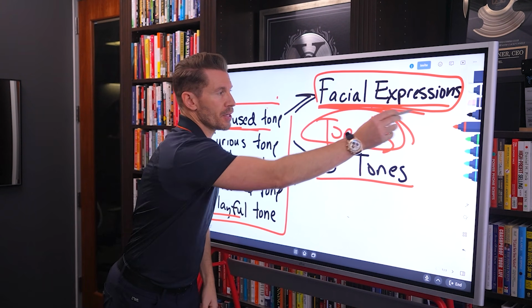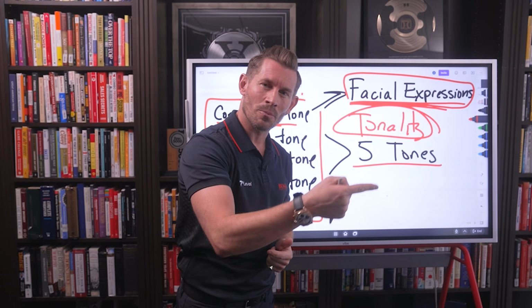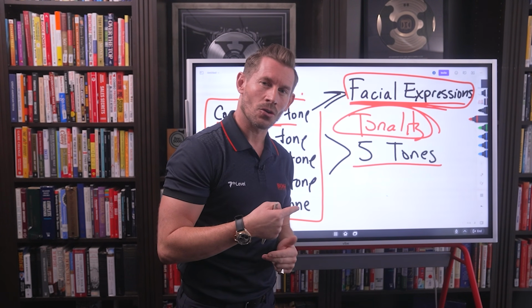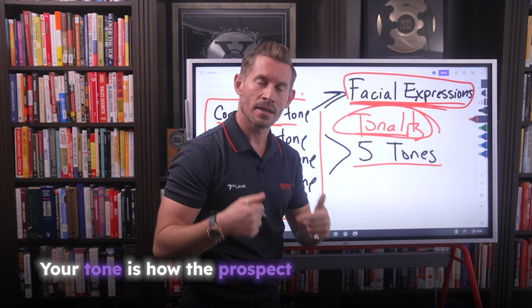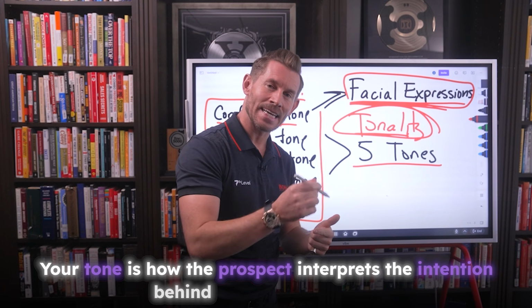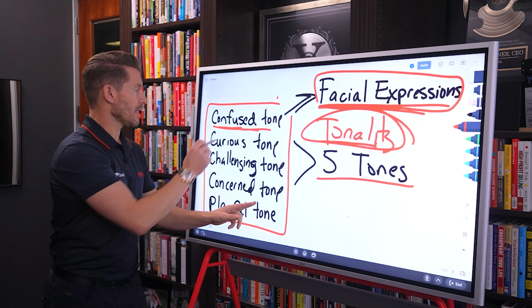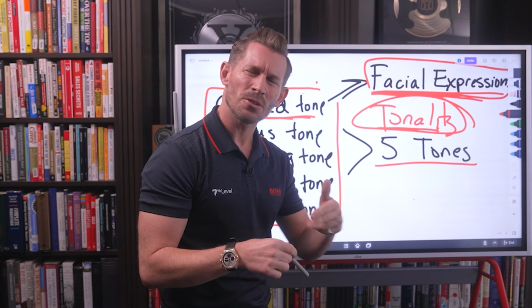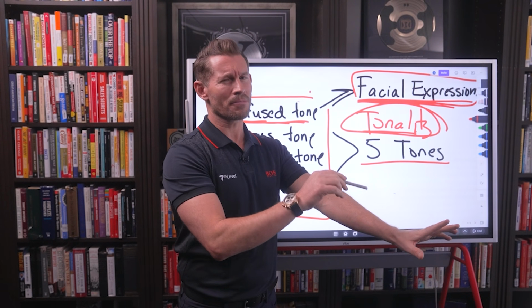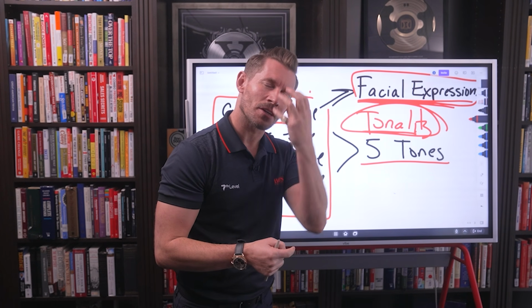So how you come across with your facial expression communicates to the prospect why you're asking the question in the first place. So always write this down. Your tone is how the prospect interprets the intention behind everything you say and every question you ask. So if I ask that in a confused tone, hold on, I'm not understanding. How did you mean by, or whoa, you're losing me here. I'm not understanding. What did you mean when you said? See, that's a confused tone.